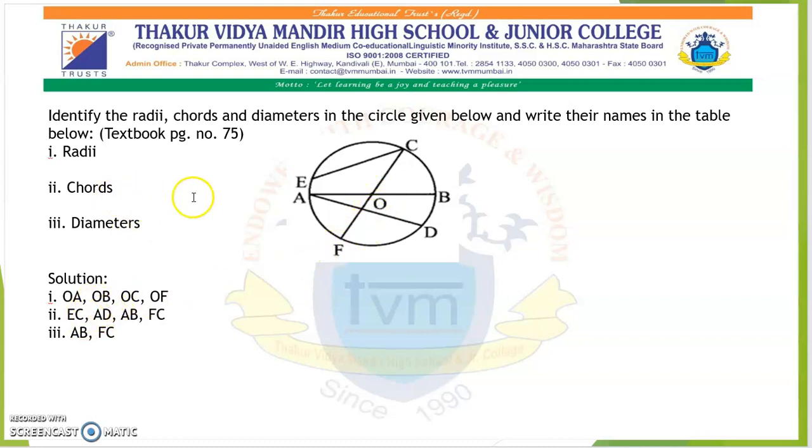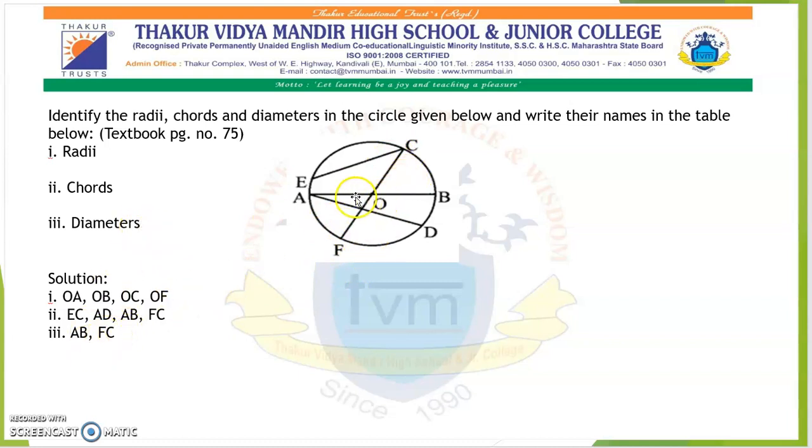Now next, chords. What is a chord? A segment, if it touches any 2 points on the circle, is called a chord. A chord can pass through the center of the circle also, or it can touch any 2 points on the circle. So EC, AD, AB and FC are the chords of the circle.